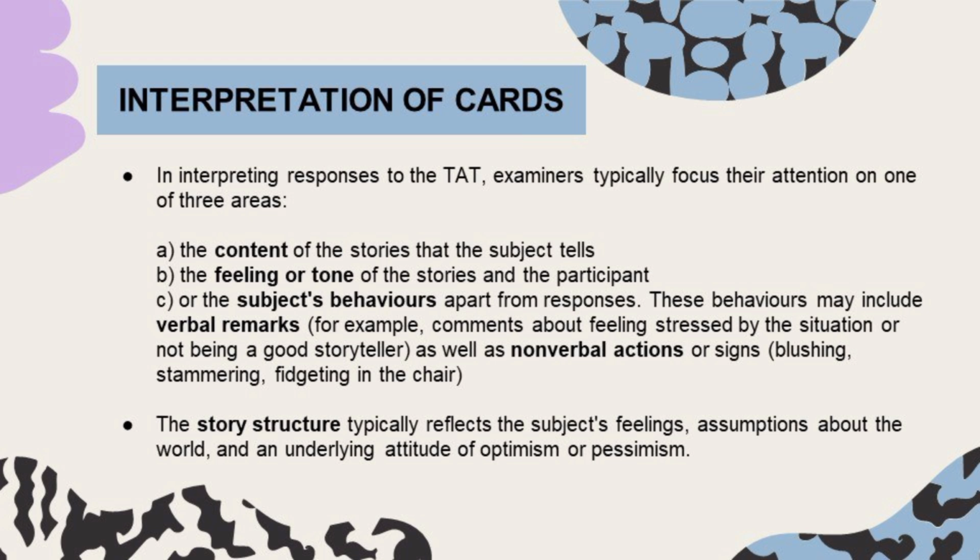These behaviors may include verbal remarks, for example, comments about feeling stressed by the situation or not being a good storyteller, as well as non-verbal actions or signs such as blushing, stammering, and fidgeting in the chair. The story structure typically reflects the subject's feelings, assumptions about the world, and an underlying attitude of optimism or pessimism.